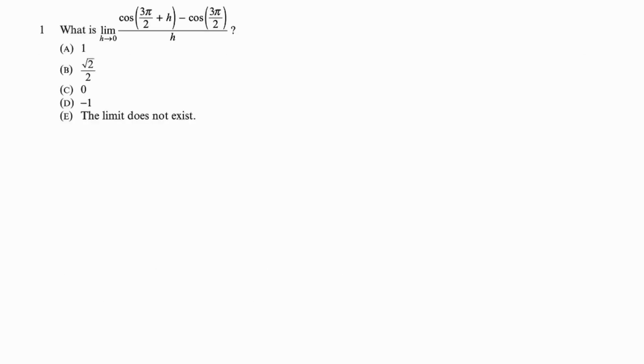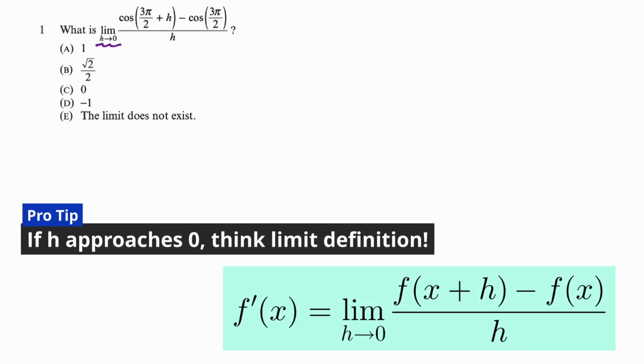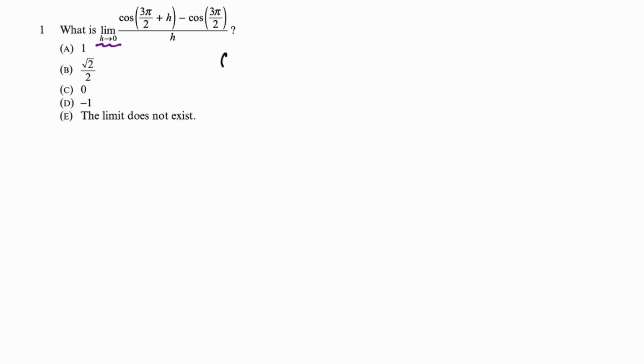Number one, what is the limit as h approaches 0 of cosine of 3 pi over 2 plus h minus cosine of 3 pi over 2 all over h? As soon as you see the limit as h approaches 0, you should be thinking limit definition of the derivative. If that's the case, we are finding the derivative of cosine. So our function would be cosine. We're going to find the derivative of cosine, which is going to be negative sine.